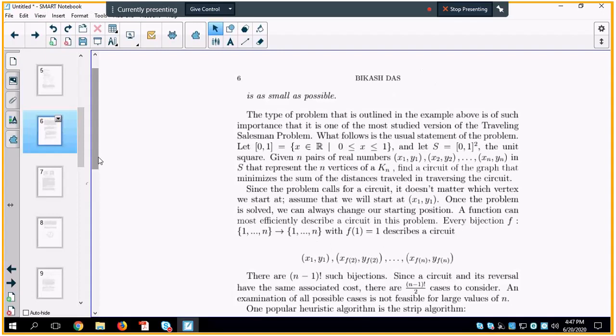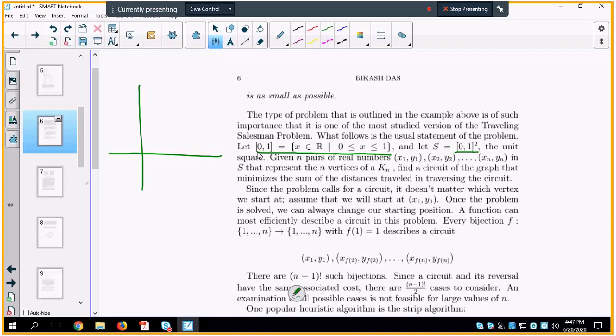We're going to let the closed interval 0, 1 be all of the real numbers between 0 and 1. We know this from college algebra or some previous class. Then we're going to let the closed interval 0, 1 squared be the unit square. Think of the Cartesian product of the closed interval 0, 1 with itself. The unit square is sitting in the plane, and if this is 1 and this is 1, then the unit square is just all of the ordered pairs that fall here.